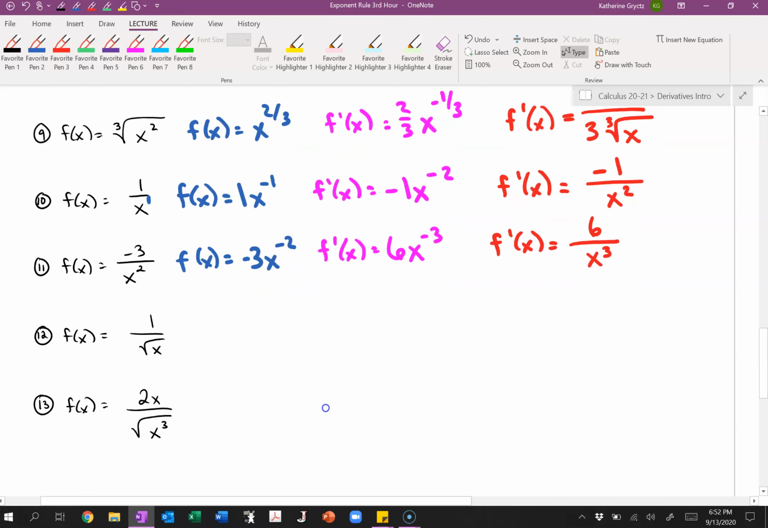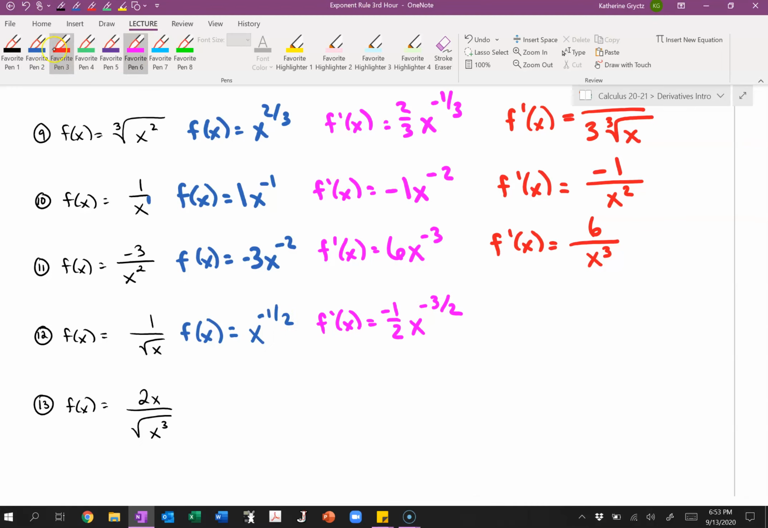All right, so number 12 has a combination of what we've been doing. So to rewrite this guy, we're going to have to move that x to the top. So we're going to have to write it as an exponent first. So this originally is 1 over x to the 1/2. But we're going to have to move that to the top, so we get x to the negative 1/2. And now we're ready to take a derivative. So we get negative 1/2 x to the negative 3/2. So we subtract 1 from the negative 1/2.